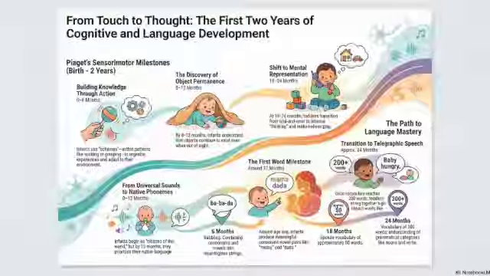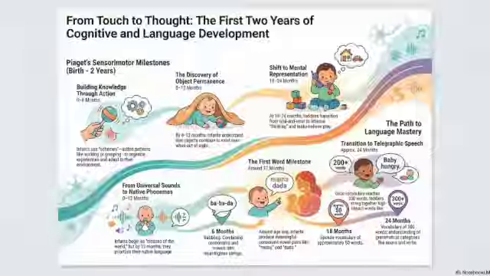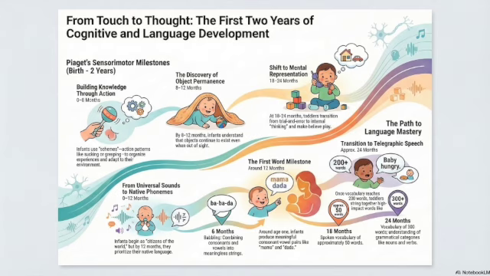By 18 to 24 months, infants can finally hold internal depictions of the world in their mind without needing the physical object directly in front of them. This unlocks make-believe play. They can use a wooden block as a pretend phone because they are finally capable of symbolic thought. Here's where it gets really interesting.